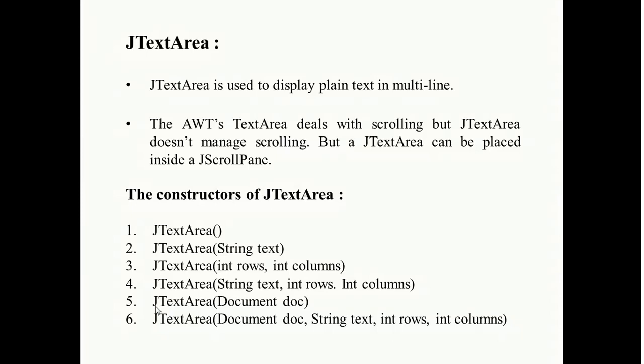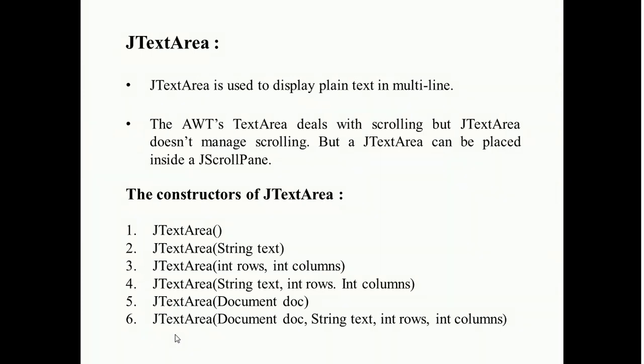The fifth constructor is JTextArea document doc. The fifth constructor creates an empty text area, means it creates an empty text area with specified document model. So fifth constructor is JTextArea document doc. This constructor creates an empty text area with specified document model.